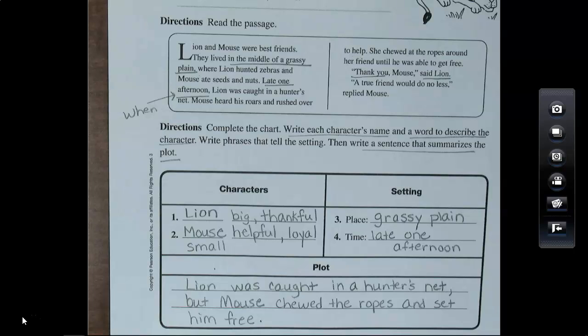Make sure you have that all filled in, boys and girls. And thank you so much for following along. And if you need to start it over and watch it again, please do so. Remember, these are called literary elements when you talk about characters, setting, plot. Also literary elements are problem solution, theme, and they can also be called story elements.